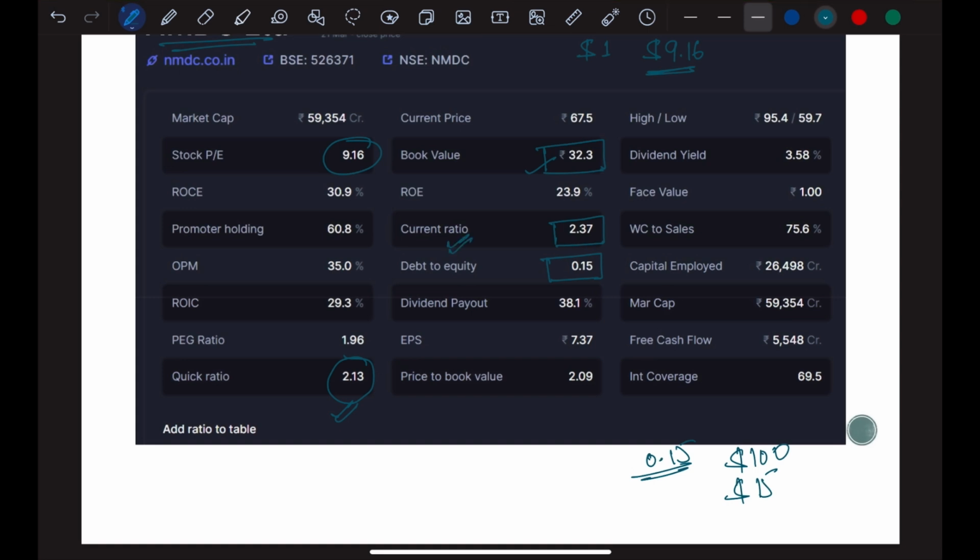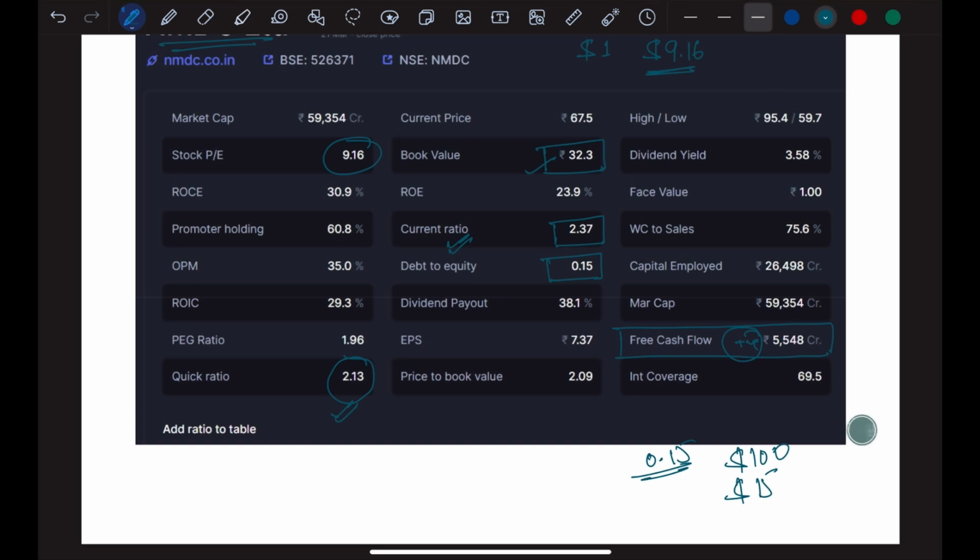And the next thing we learned was quick ratio, which here is 2.13, which is lower than our current ratio. Why? Because we remove the inventory part of it. As we know, current ratio includes inventory, but quick ratio does not. So our quick ratio will be lower than our current ratio. And remember, in the balance sheet step, we look at the third thing, which was cash flow statement.